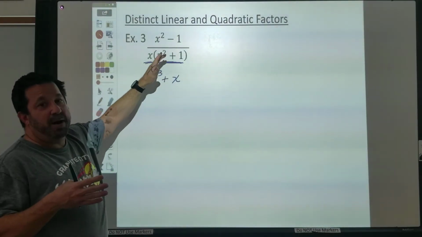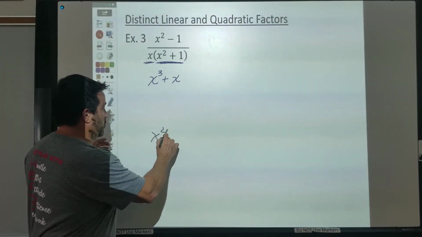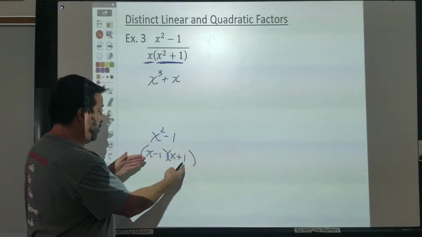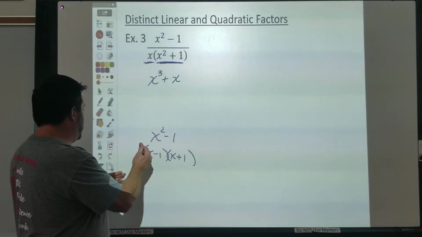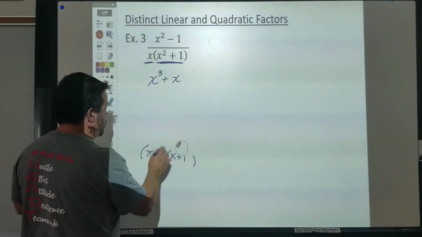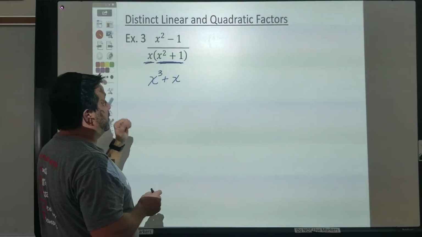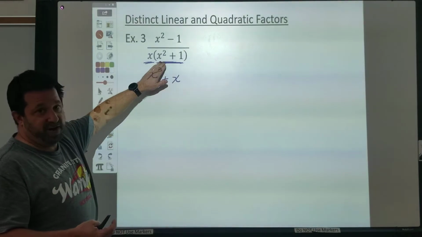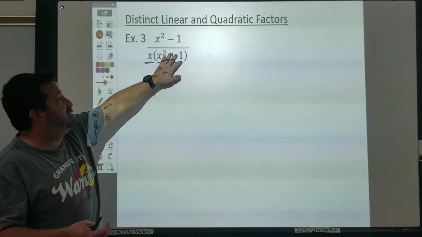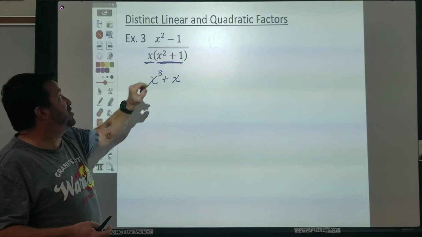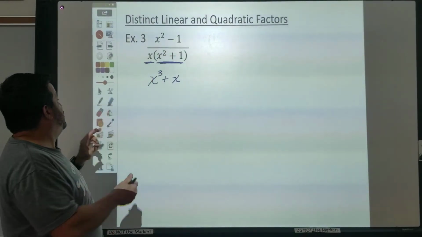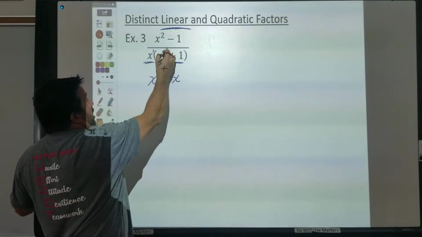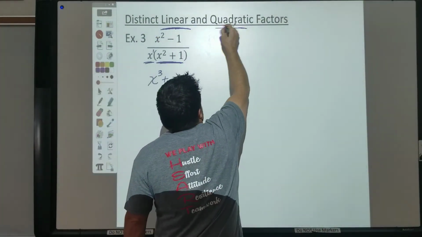If it was x squared minus 1, I'd be able to factor that into x minus 1, x plus 1. I'd be able to break it down into linear factors. But that's not what I have here. I don't have x squared minus 1, I have x squared plus 1. And so it is something that cannot be factored anymore. It is called a quadratic factor because it has x squared as part of a polynomial and it's not factorable. So this factor is just x to the first power. So it is linear. This one has x squared as part of a polynomial, so it's quadratic.